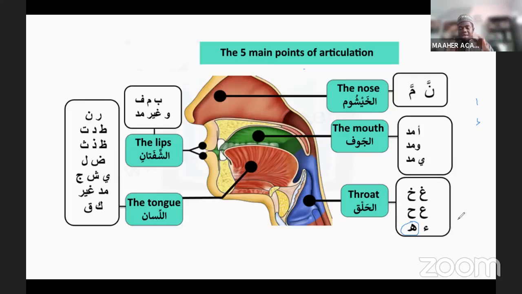Then we talked about the throat. The throat has 6 letters that come out from that region. These 2 letters come from the top of the throat, these ones come from the middle of the throat, and these ones come from the bottom of the throat. When you're pronouncing these letters, if you're not feeling the throat, then you're not pronouncing them correctly. Pronounce them one more time and we'll do the Kahoot.